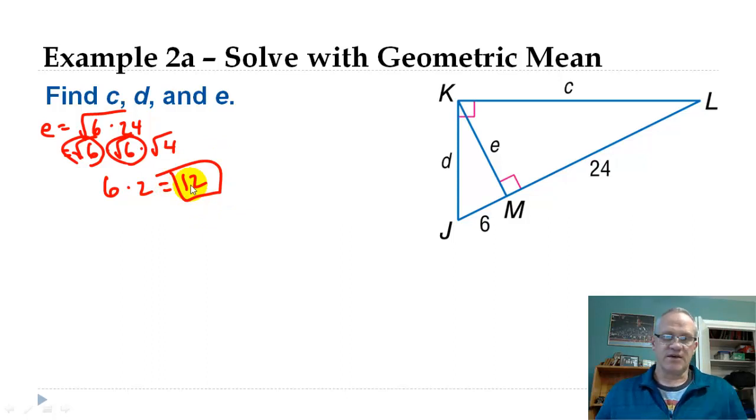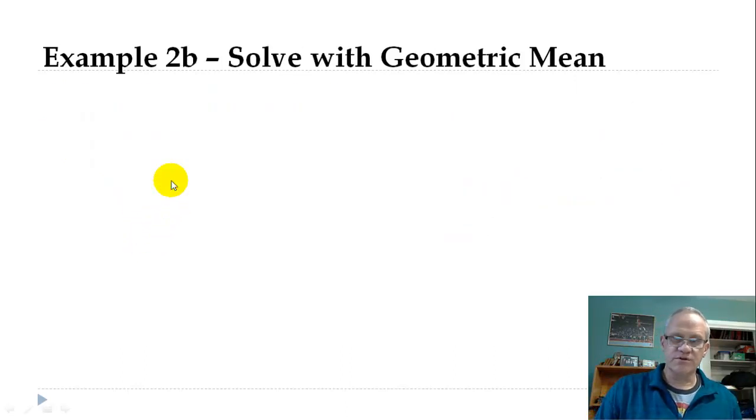Sometimes you get lucky like this. It came out nice and even, or easy, like 12. You could possibly also plug that into your calculator. Just do the square root of 6 times 24. You should get 12 there as well. All right. Oops. Oh, wait a minute. We weren't done there, were we?